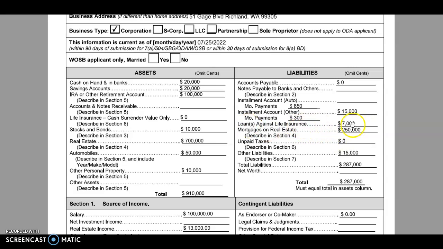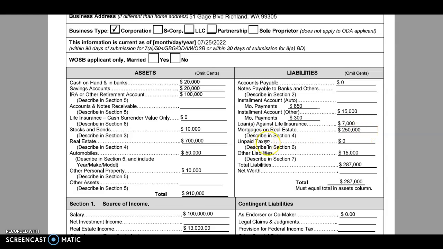Loans against life insurance. There's actually an error here. If you don't have any cash value, you probably don't have any loans on life insurance, so that's actually going to be 0. The mortgages on real estate will automatically calculate when you fill out section 4. It'll go ahead and calculate all your debt up here.